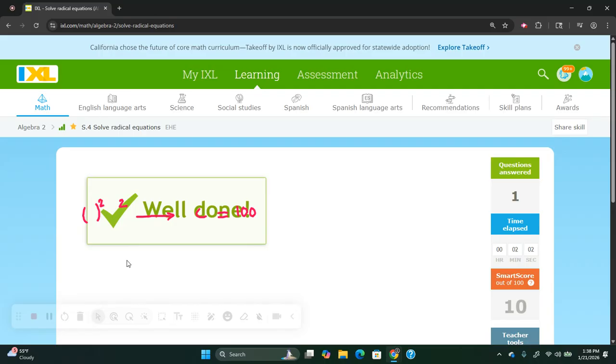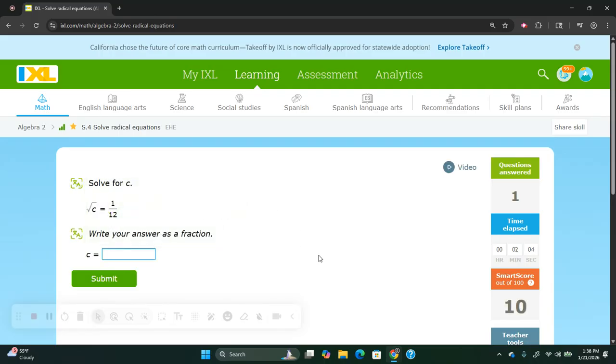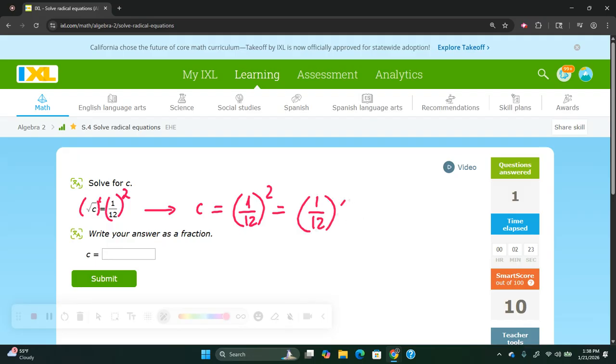Submit. Okay, same thing over here. So I would power 2 on both sides. So here we go. You come out C equal 1 over 12 power 2. But 1 over 12 power 2 means 1 over 12 times 1 over 12. 12 times 12, that's 144. Okay, so the answer should be 1 over 144.